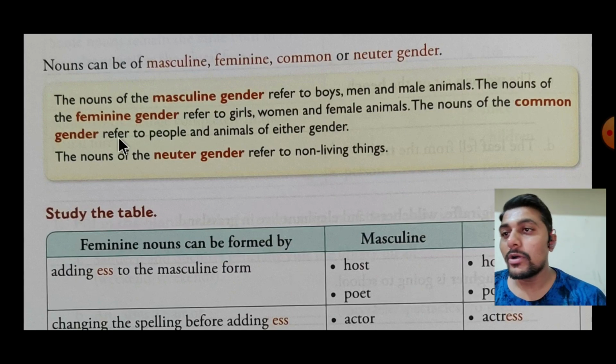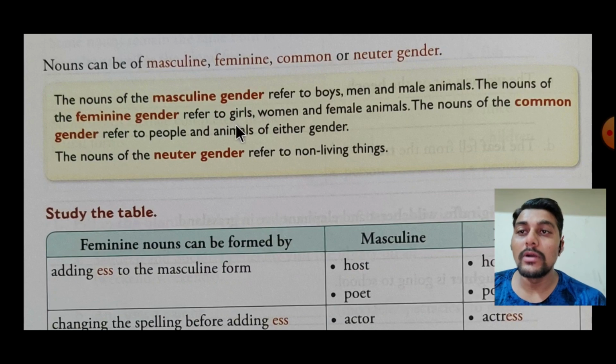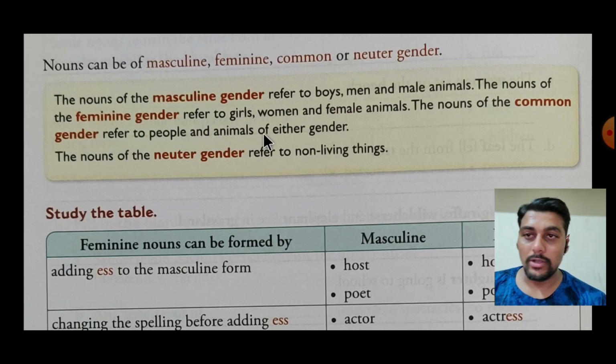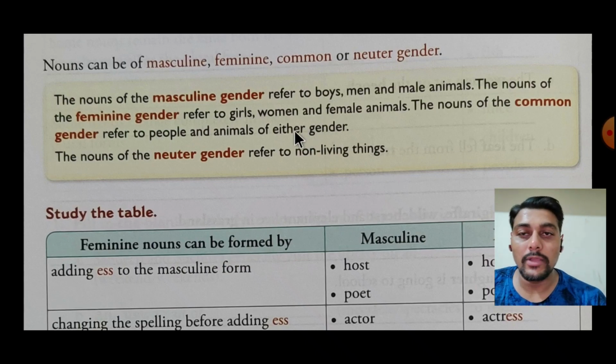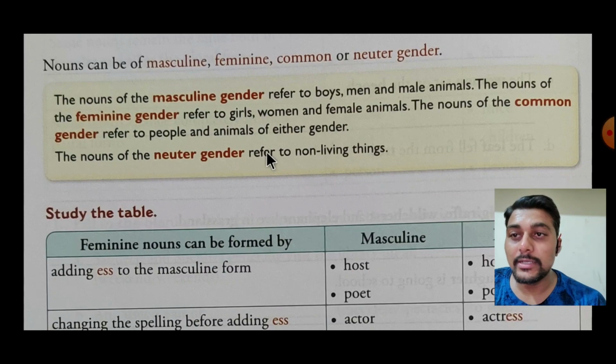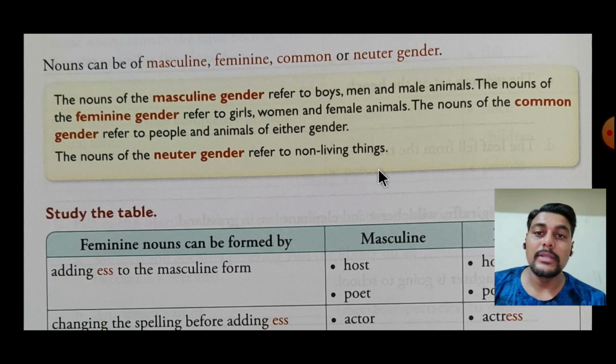Then the nouns of feminine gender refer to girls, women and female animals. Then the nouns of the common gender refer to people and animals of either gender, either male or female. Okay, they will come into the category of common gender. And the fourth one, the nouns of the neuter gender refer to non-living things. As I told you also, all the non-living things will come into the category of neuter gender.